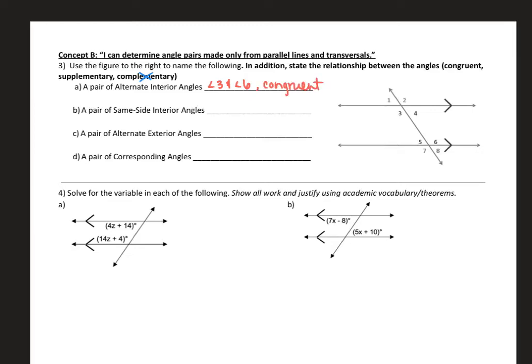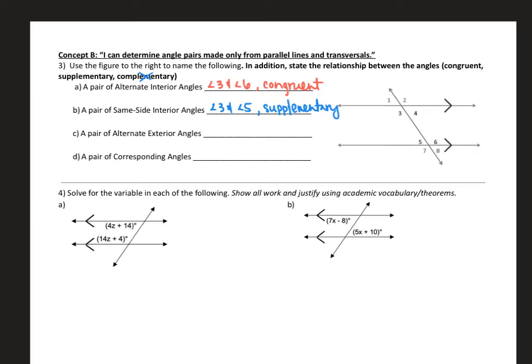and alternate interior angles are congruent, which means they are equal. All right, B says a pair of same side interior. Same side refers to the same side of the transversal. So these angles over here would be same side. These angles on the right would be same side. Interior means on the inside. So angle 3 and angle 5 would be considered same side interior, and so would 4 and 6. So angle 3 and angle 5. And same side interior angles are supplementary, which means they have a sum of 180 degrees.